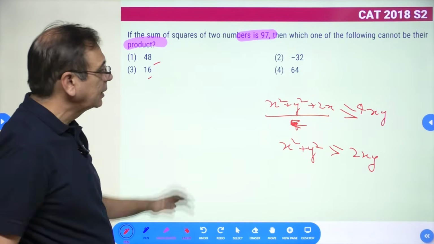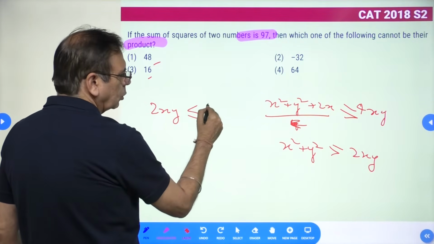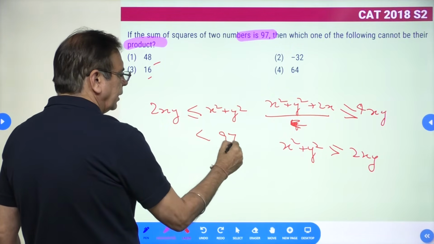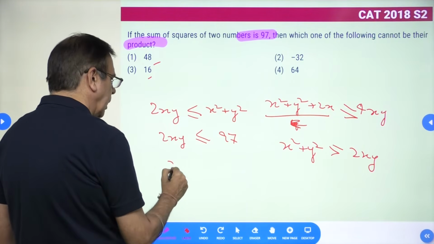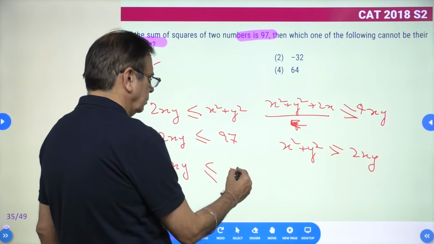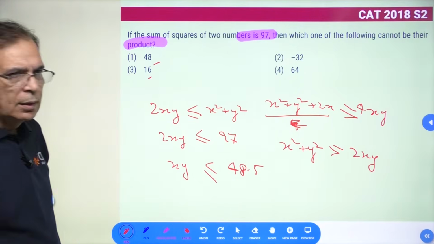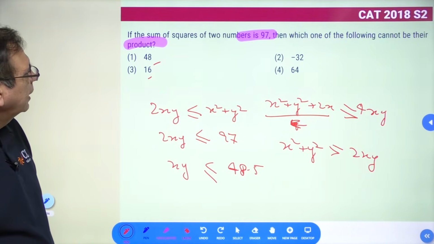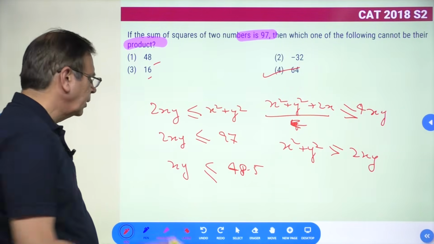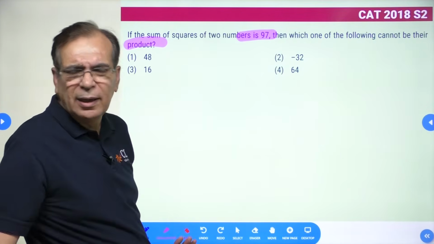Okay. And what is xy? Sum of squares of two numbers is 97. That means 2xy has to be less than or equal to x square plus y square. x square plus y square is nothing but 97. So xy has to be less than or equal to 48.5. Okay. So less than or equal to 48.5. This cannot be my answer. Or rather, this cannot be the value. Okay. But इसमें एक और चीज है, इसको आप आसान कहते हैं. ये सब इतनी मेहनत नहीं करनी होती पेपर के अंदर.